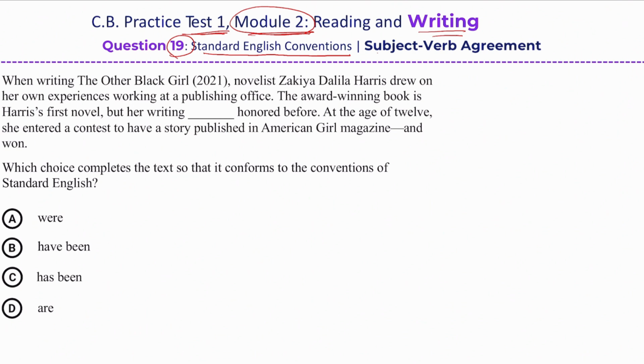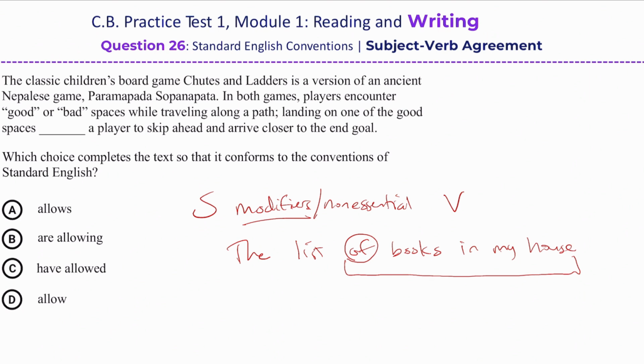Other times you might see prepositional phrases, right? Like if I say the list of books in my house, of books in my house, that's a modifier. It's a prepositional phrase, right? Because it begins with a preposition. Well, if you guys aren't familiar with these concepts, don't worry about them. I will explain them in much more detail in future videos.